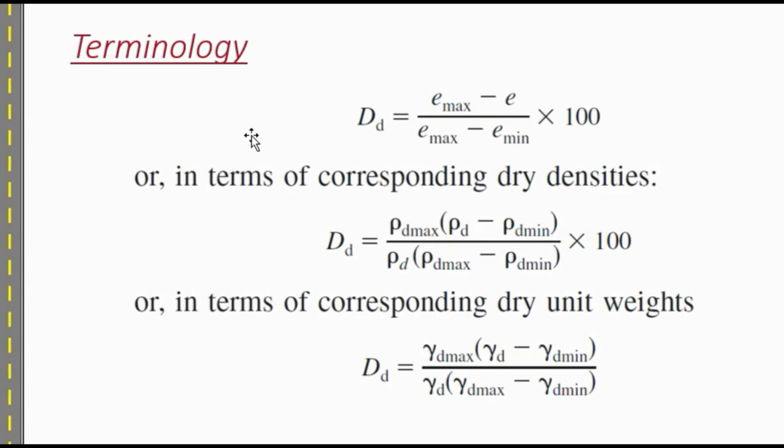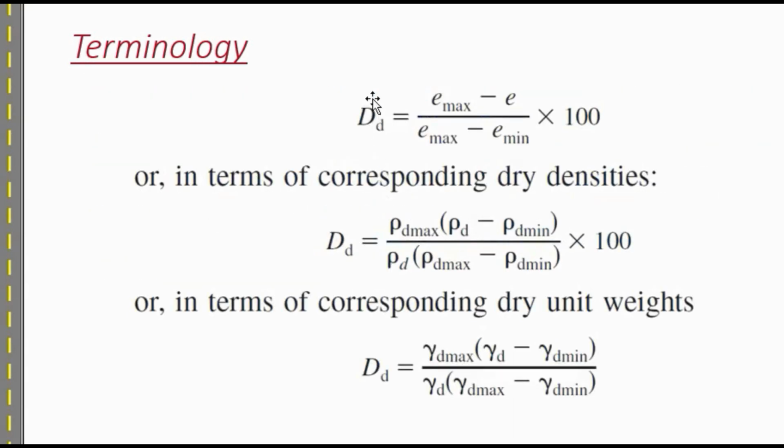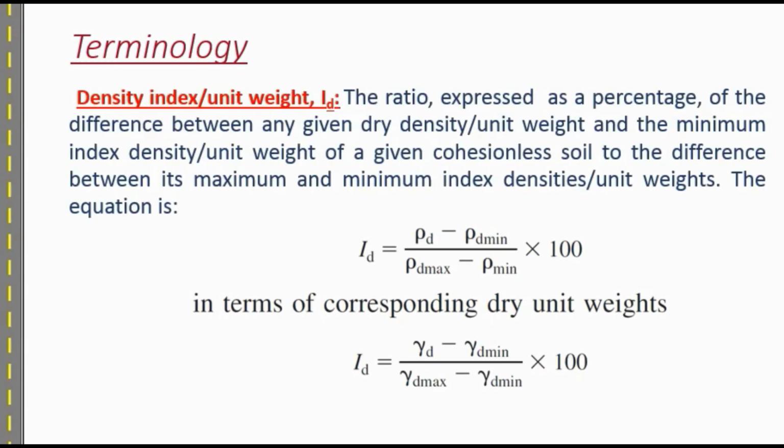Here is another equation. DD is normally denoted by the relative density. Here you can see DD or RD. These are the formulas or equations provided by the ASTM. By using these equations, we can find out the relative density. Density index or unit weight we can find out by these equations.